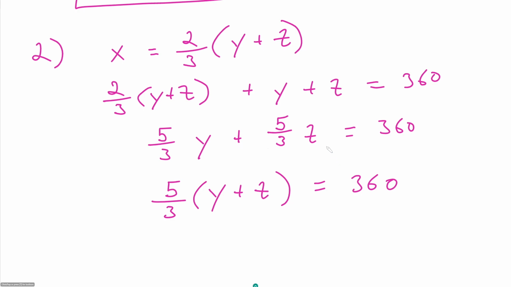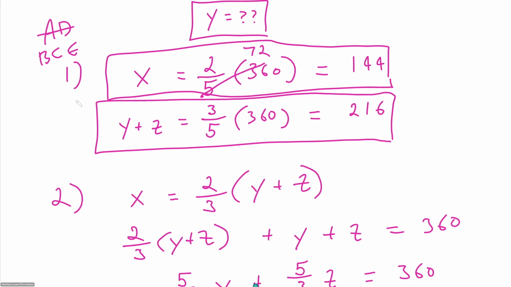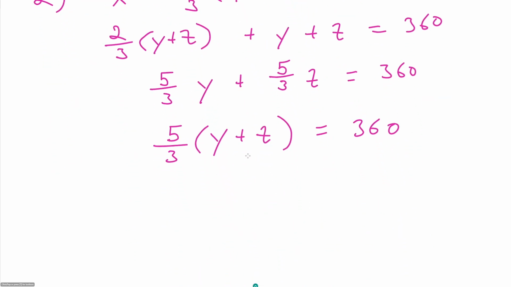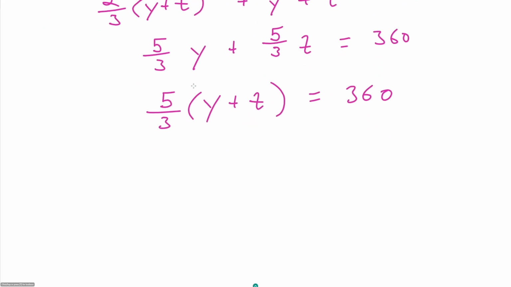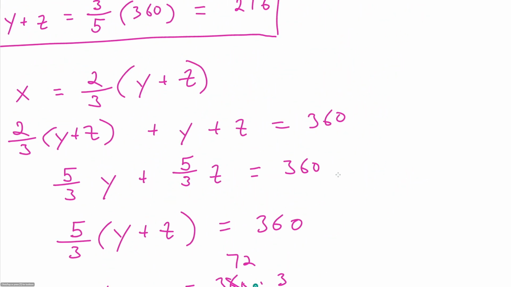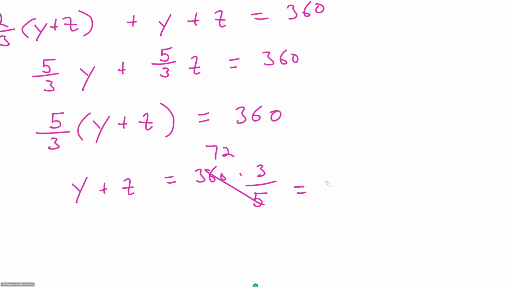And so I can already tell this will be insufficient, because this is going to give us the same information as our first statement. In other words, we'll be able to solve for y plus z, but we won't be able to solve for y by itself. And because our data sufficiency statements should never contradict each other, we should get the same value that we got in statement 1. So let's see if that is in fact true. So y plus z should be equal to 360 times 3/5. 72 times 3 is equal to 216, I believe.